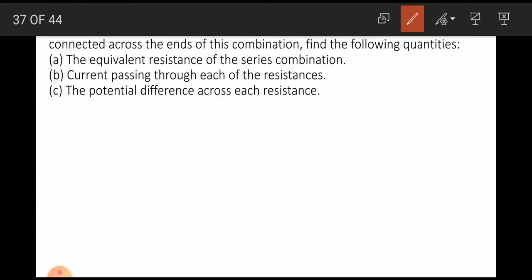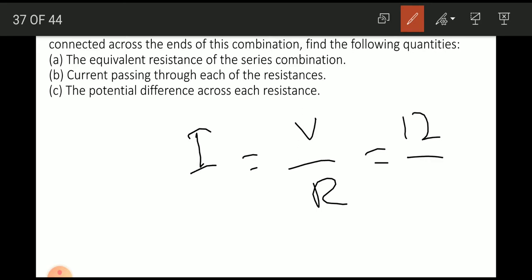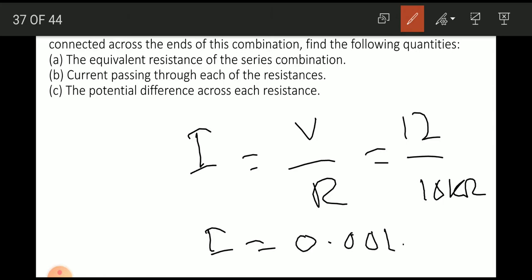Now the current will be the same. So I is equal to V divided by R equivalent, which is equal to 10 divided by 10 kilo ohm. You will get the answer in ampere.